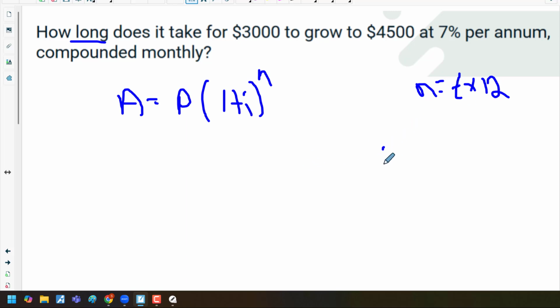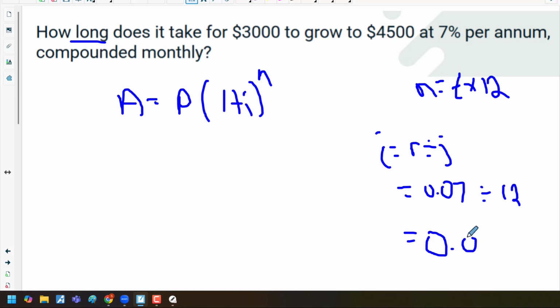We know i is equal to the rate divided by j. The rate is 7%, but you don't write 7, you write 0.07 divided by 12. That's going to be our i value, so 0.07 divided by 12, which is 0.0058. And I've rounded, but when I do the calculations, I will keep all decimal places. So i is that. P is, what's my principal?